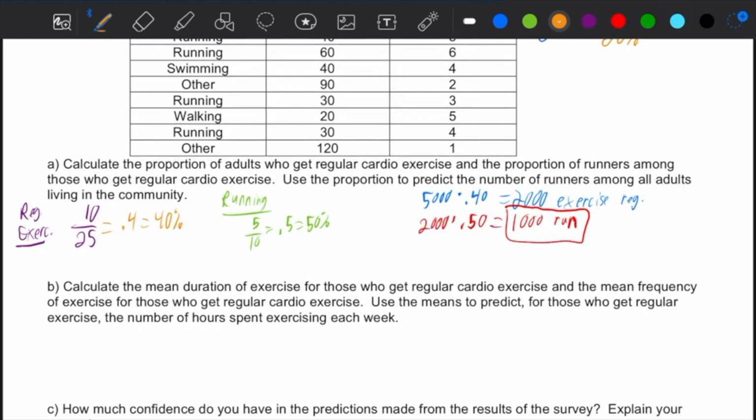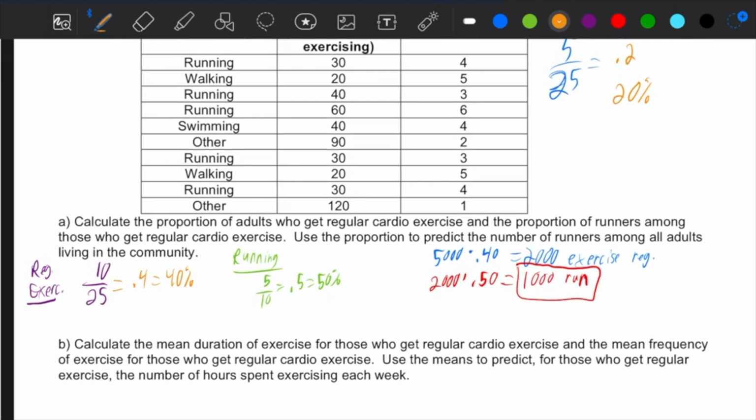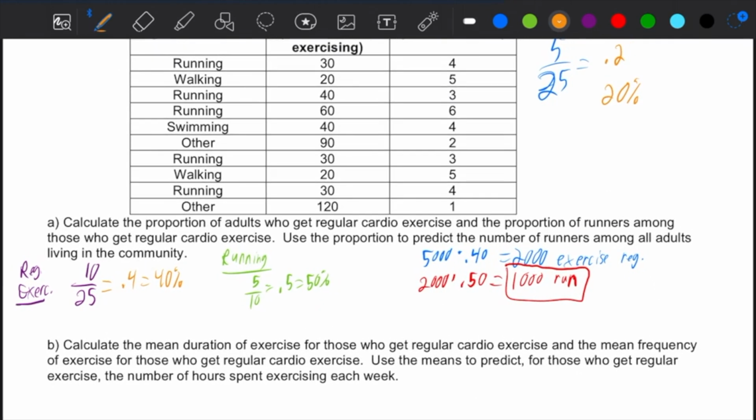On letter B, we're supposed to calculate the mean duration of exercise for those who get regular cardio exercise and the mean frequency for those who get regular cardio exercise. So of the 10 in the table, what's the average duration of their exercise? We find the mean of all these numbers by adding them up and dividing by 10. And the mean duration is 48 minutes.